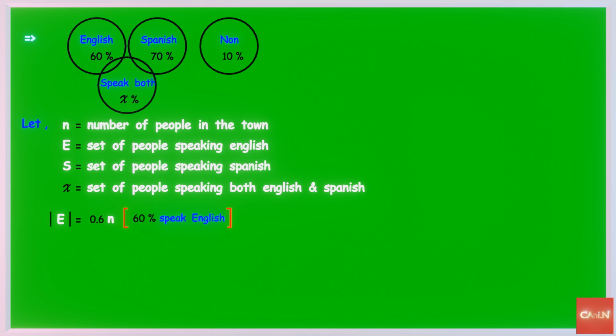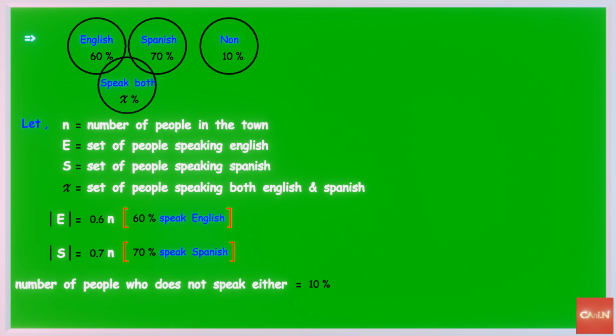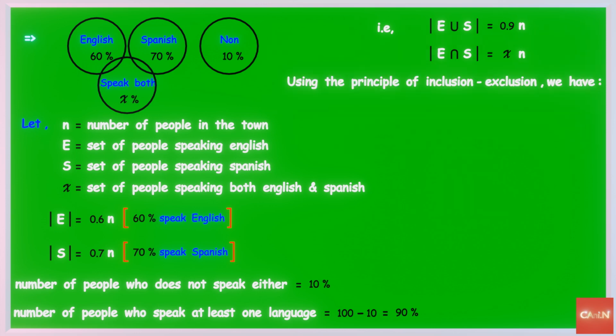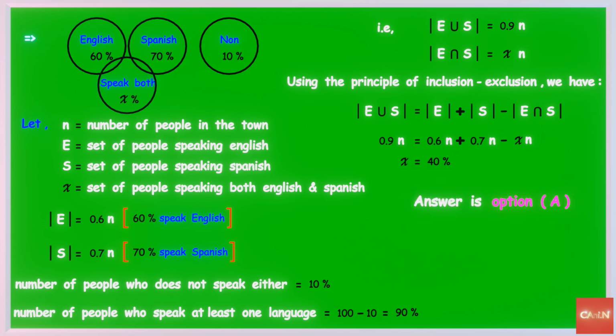So set of E equals 0.6n. Set of S equals 0.7n. Number of people who do not speak either language equals 10%. Therefore, number of people who speak at least one language equals 100 minus 10 equals 90%. That is, E union S equals 0.9n. And let number of people who speak both language, E intersection S equals xn. Using the principle of inclusion-exclusion we have, so number of people who speak both language, X, equals 40%. Hence, answer is option A.